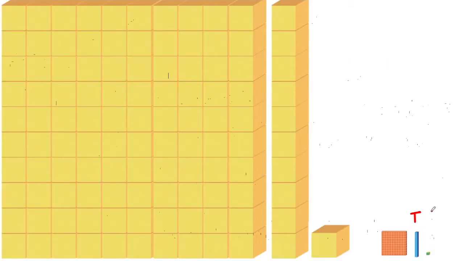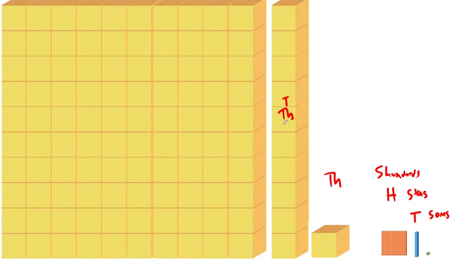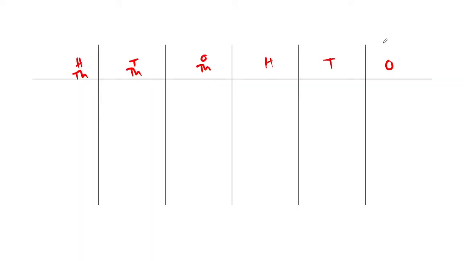Can you notice a pattern with these place values? Half of the tens was 5 ones. Half of the hundreds was 5 tens. Half of the thousands was 5 hundreds. You could probably figure out what half of the 10,000s are going to be. Half of the 10,000s is going to be 5 1,000s. Half of the 100,000s is going to be 5 10,000s.